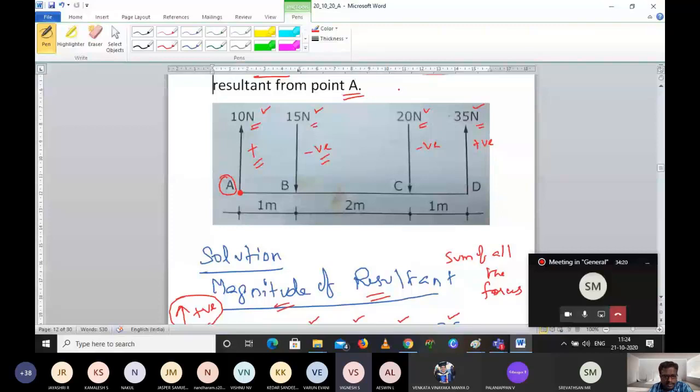Now you can see the first force. What is the perpendicular distance between A and the first force, 10 Newton? This is A. With respect to this point, how much? From A to that point, 0, sir. From A to 0, very good. Now guys, you will understand: when I am calculating the moment about A, for the first point, the force is 10 and the distance is 0. Are you getting? First point, this one, because I am taking with respect to A.